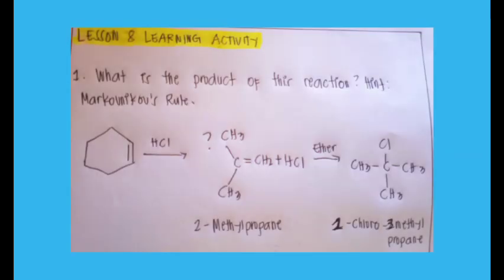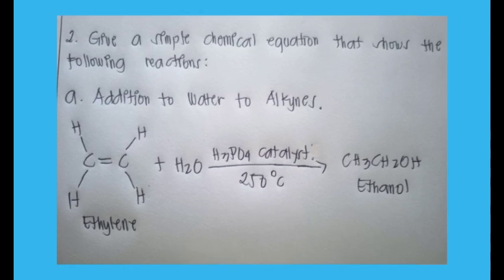For number 1, what is the product of this reaction, which is 2-methylpropene, because carbon is double bonded to CH2, plus hydrochloric acid. So it is equal to 1-chloro-3-methylpropane. For number 2, give an example chemical equation that shows the following reactions.